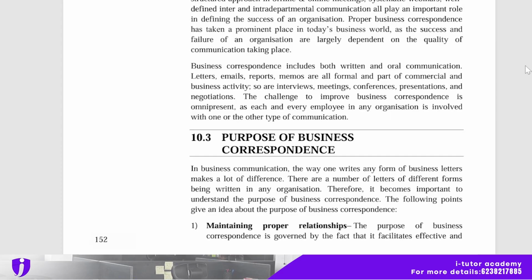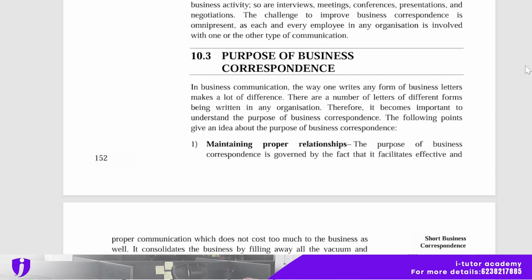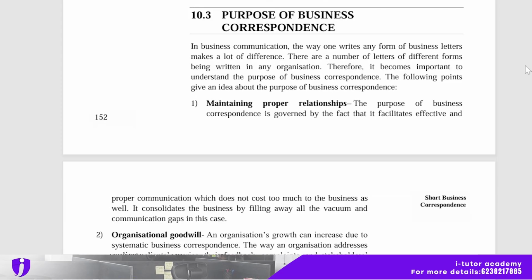Business correspondence includes both written and oral communication. Letters, emails, reports, and memos are all formal and part of commercial and business activities. So are interviews, meetings, conferences, presentations, and negotiations. Now, the purpose of business correspondence: in business communication, the way one writes any form of business letter makes a lot of difference. There are a number of letters of different forms written in any organization, therefore it becomes important to understand the purpose of business correspondence.